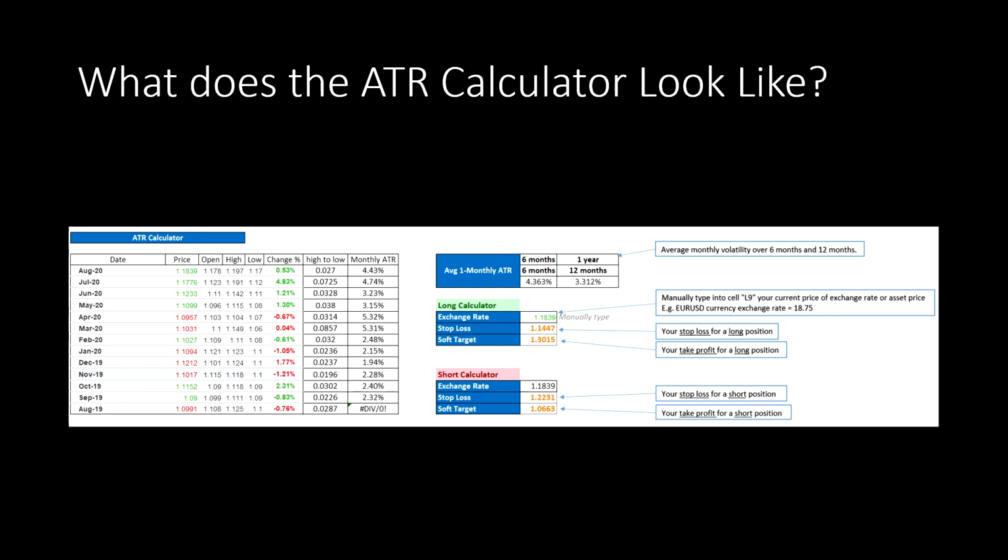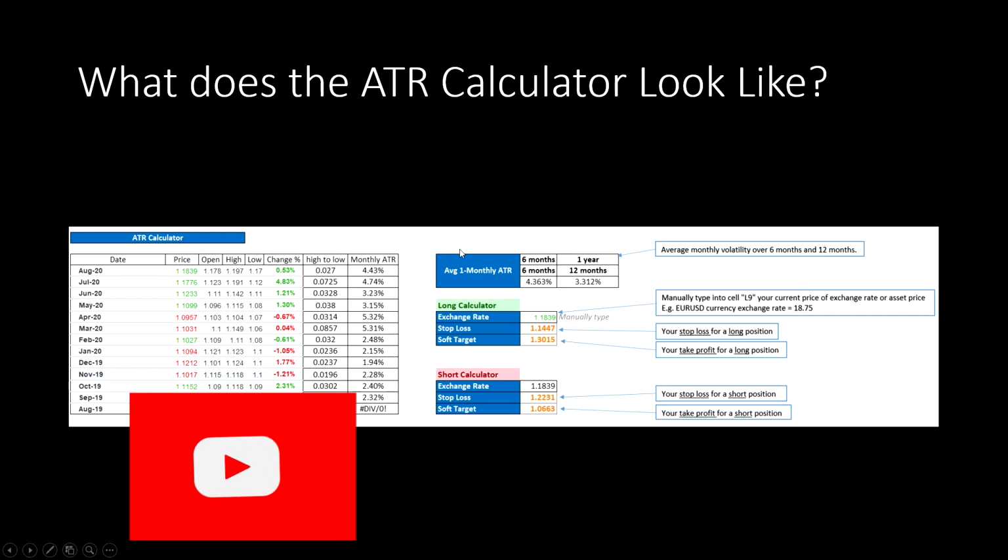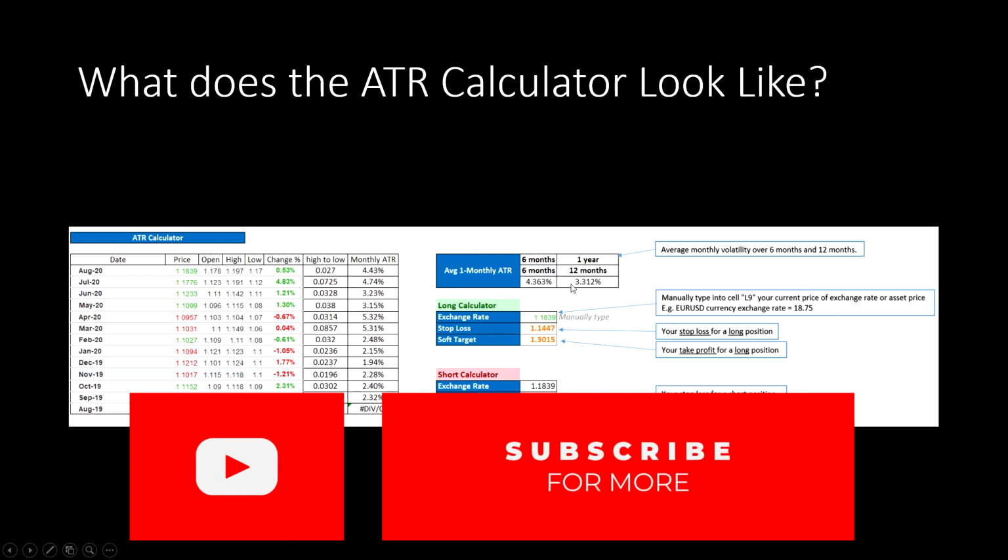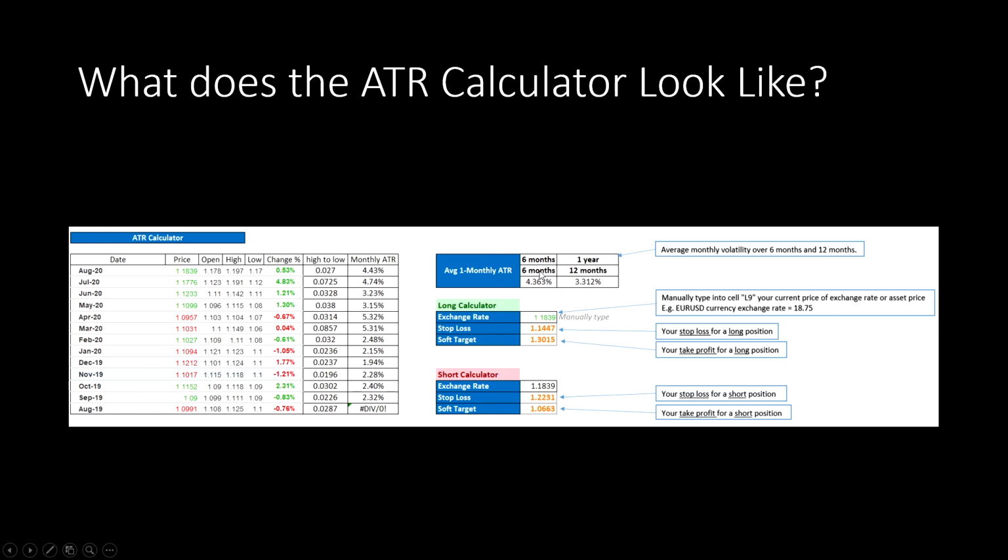What does it look like? This is what the ATR calculator looks like at a glance. On the left-hand side, we have the price data, which we copy and paste in. I'll show you exactly in the tutorial in a second. Everything else on the calculator is automated after that point. So it'll show you the ATR average over a given time period, which is the month. Over here, it'll calculate the average monthly ATR over the past 6 months and 12 months. So you get a grasp of the past year, how much this asset actually moves.